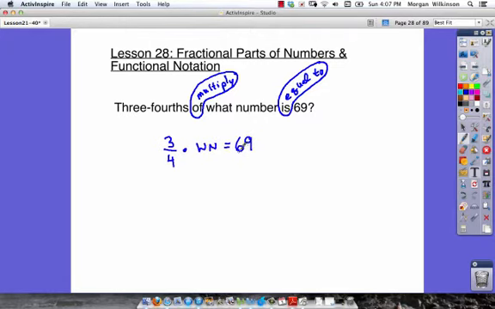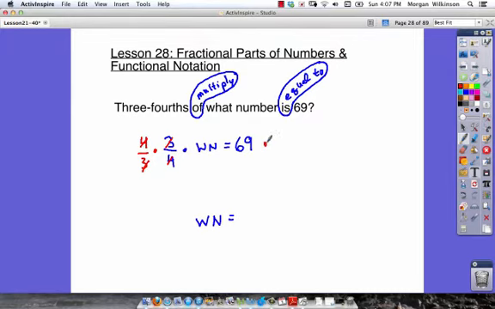Now we can go ahead and solve. We want to get Wn by itself. We want to know what that number is equal to, so we've got to move everything else to the other side. We've got to undo the multiplication of 3/4. To undo it, I'm going to multiply by the reciprocal, 4/3. The 4's cancel, the 3's cancel, and we now have Wn, what number, by itself, because this is all equal to 1.